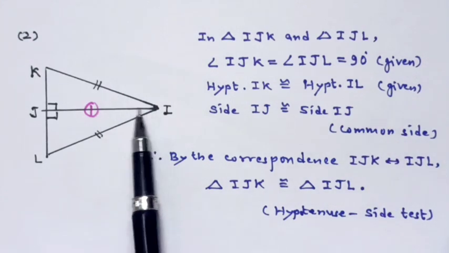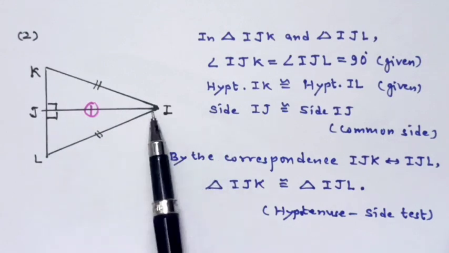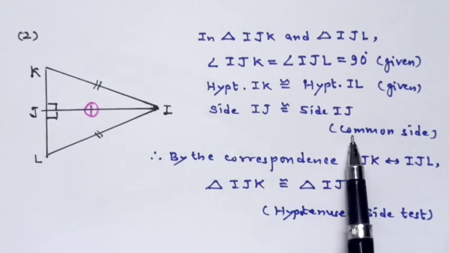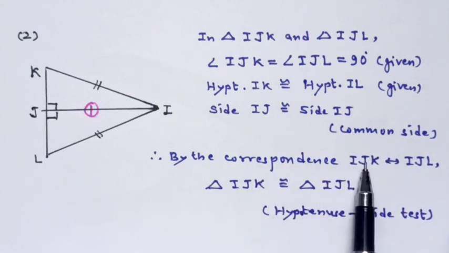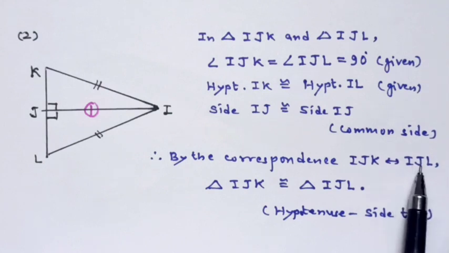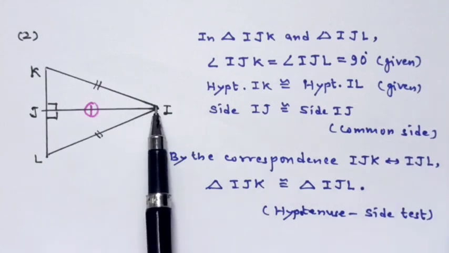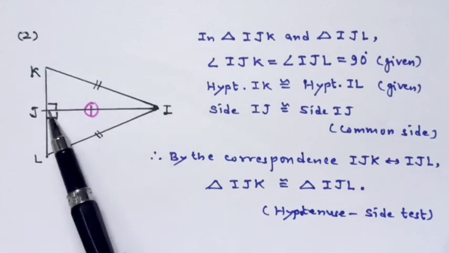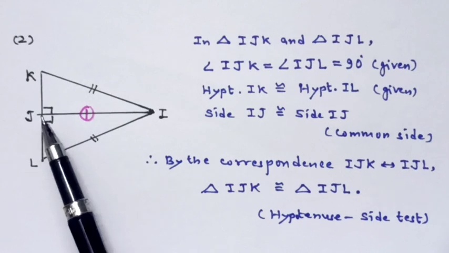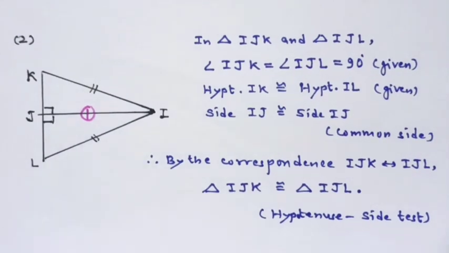Now here side IJ is congruent to side IJ. Reason: common side. Therefore by the correspondence IJK, IJL, look at this: K goes to L, I goes to I, and J goes to J. When you fold it and try to coincide each other, therefore triangle IJK is congruent to triangle IJL by hypotenuse side test. This way you completed the second question.